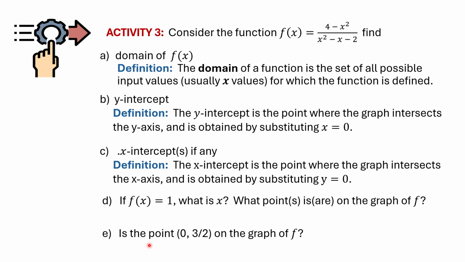The next question is, is the point 0, 3/2 on the graph of f? To know whether this point is on the graph of this function f, substitute 0 for x and check if the y value is 3/2. Actually, this 0, 3/2 means this is the y-intercept. If the y-intercept in letter B is not equal to 3/2, the answer here is no.